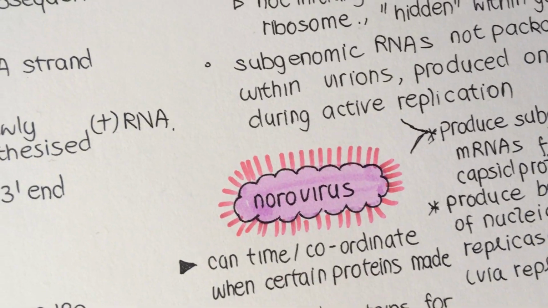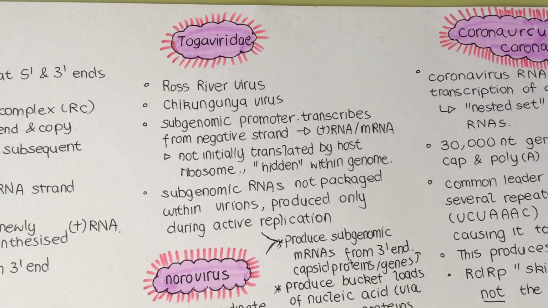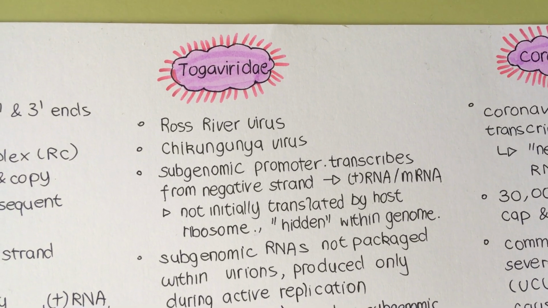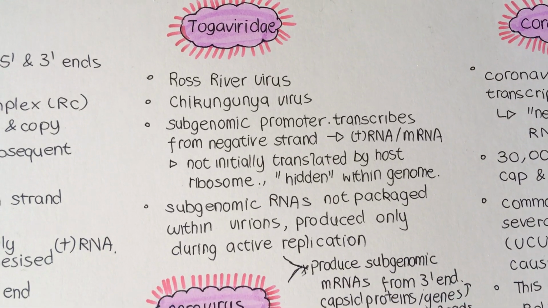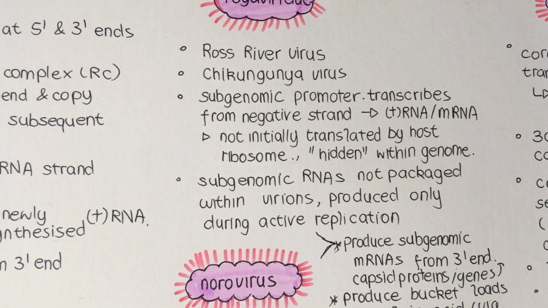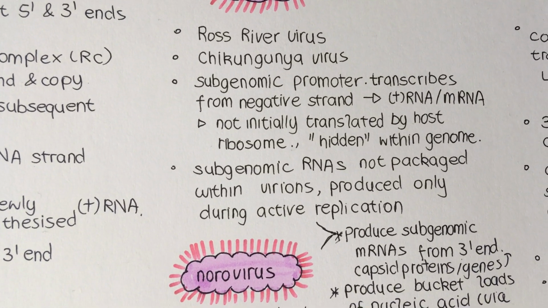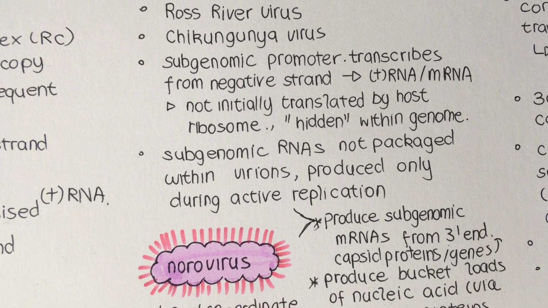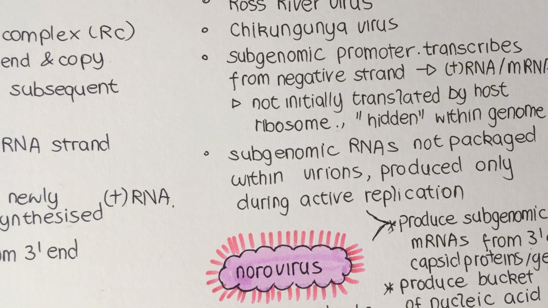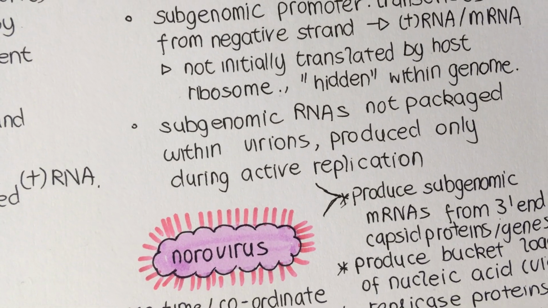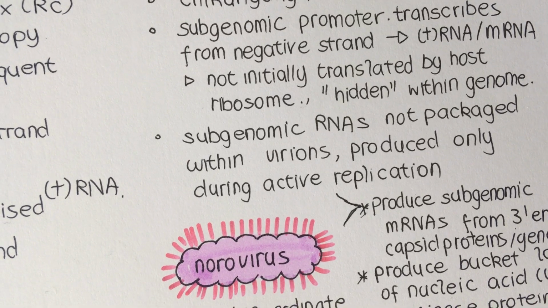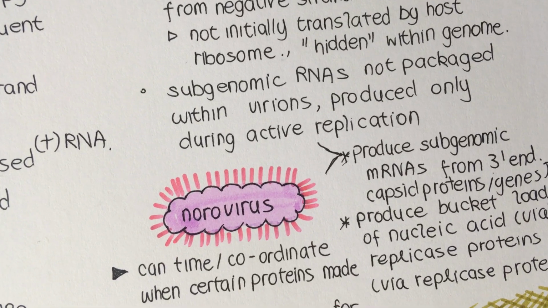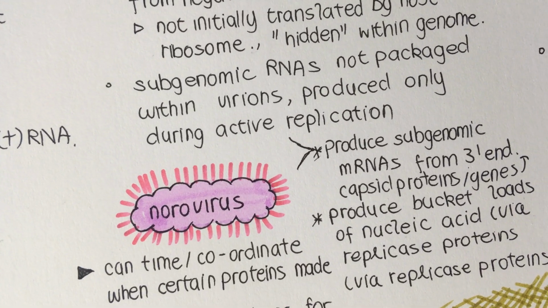Now we have the Togaviridae family. Some examples of viruses in the Togaviridae family include the Ross River virus and the chikungunya virus. The way it avoids collision is that it has a hidden promoter site hidden within the genome, and the subgenomic RNAs are not packaged within virions, and they're only produced during active replication.